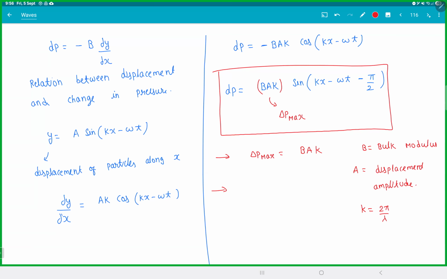Second thing, if you observe, if this phase angle is 0, this phase angle is minus 90. So displacement and change in pressure are out of phase by 90 degrees. This will be a theoretical question. That means whenever the displacement is maximum, then dP is at mean position. When displacement is at mean position, pressure is at extreme position. Basically, one is sine and one is cos function.